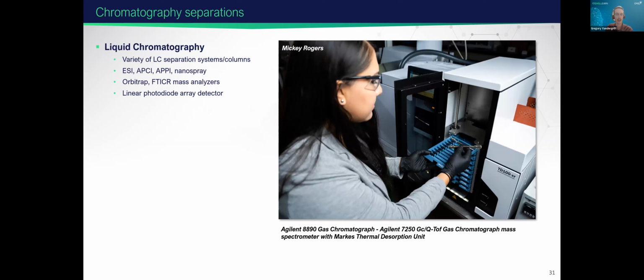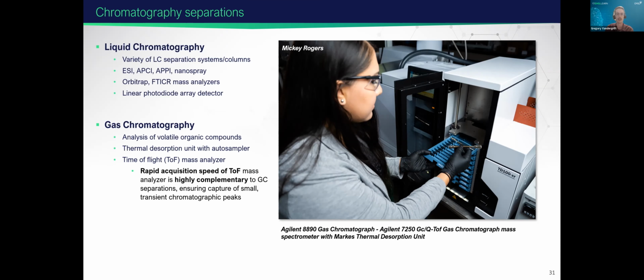Chromatography separations. Again, very standard for a lot of the people in this chat, I'm sure, but I just wanted to highlight the different options that we have available here at EMSL. We have a variety of different LC platforms and a variety of different kinds of ionization sources that we can put on the back end of these separations, including ESI, APCI, APPI, nanospray, and we'll go into those in a little bit more detail later. And we can also use a linear photodiode array detector to try to quantify and detect things that have a chromophore, for example, brown carbon.